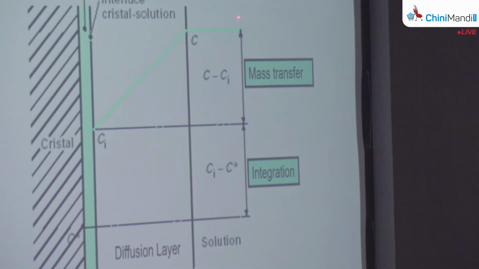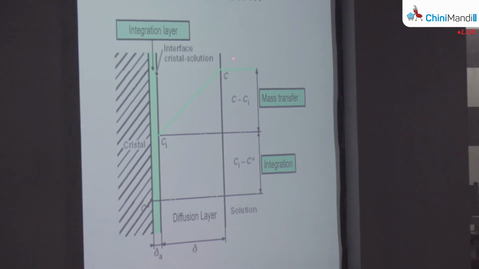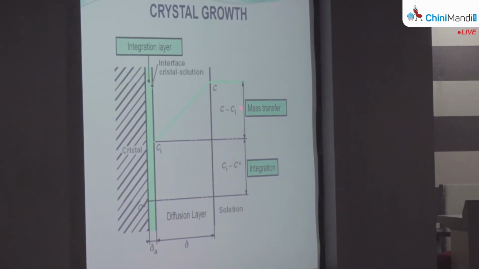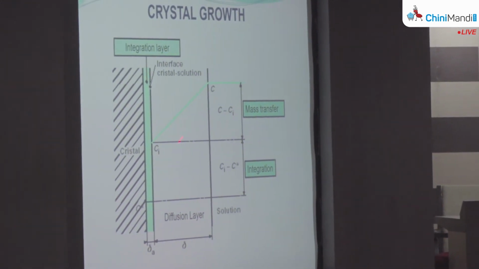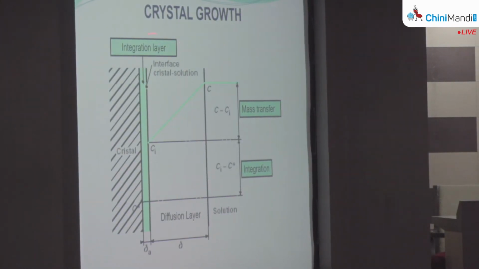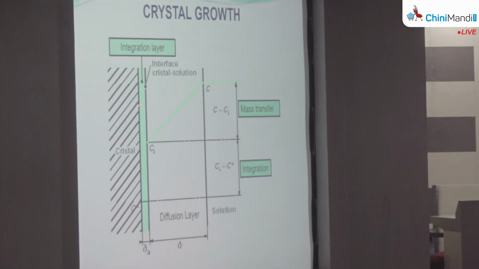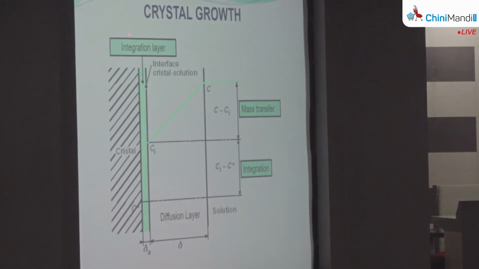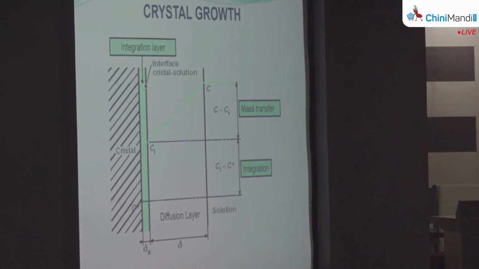First, the diffusion of sugar molecules or sugar clusters from the bulk of the solution to the diffusion layer. And then the second step is the integration of the sugar molecules in the crystal. The second step is the most critical.